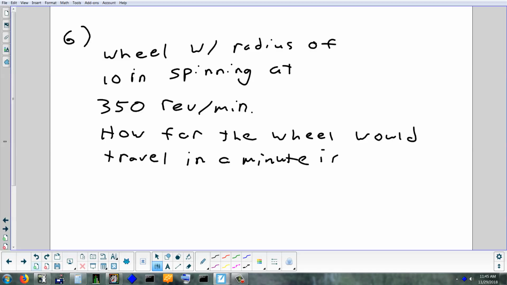If it was rolling on the ground. Okay. So what do I need to figure out here? Something I need to know about the wheel that I wasn't given, but I have the information to find it. I need the circumference, because the circumference represents the wheel rolling one time on the ground, making one revolution.